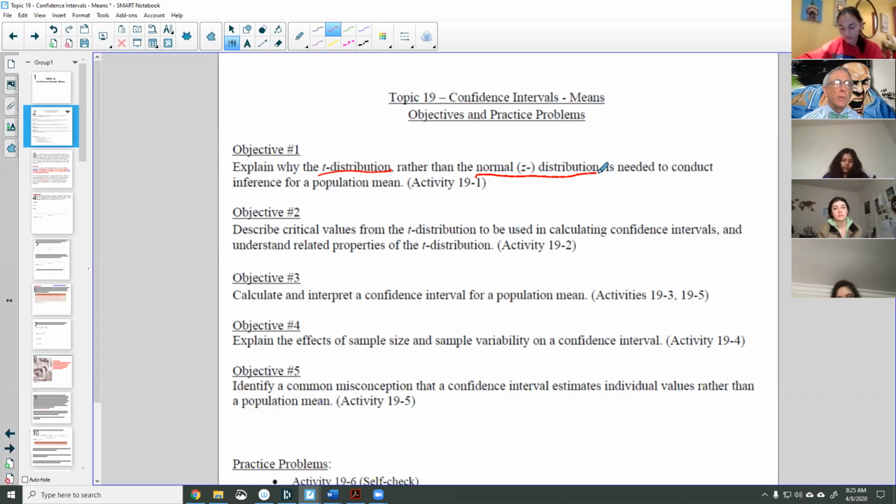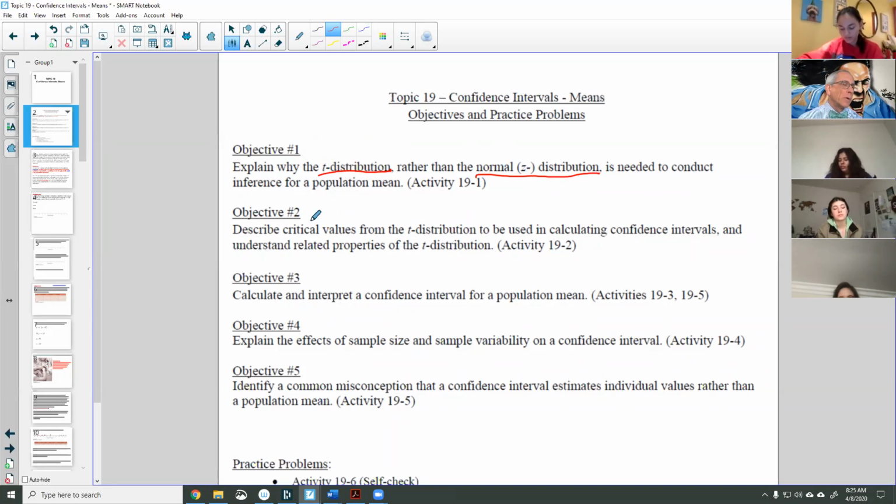We're all familiar with Z-scores. We've been talking about it almost all year. Now we're going to learn about T-scores, and it's actually quite interesting as to why we have to use T-scores instead of Z-scores when we're doing inference, confidence intervals for means, for quantitative variables.